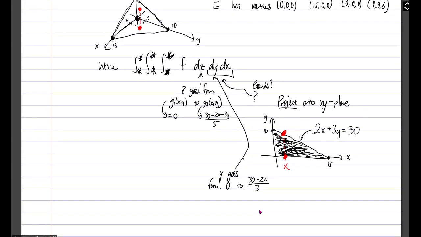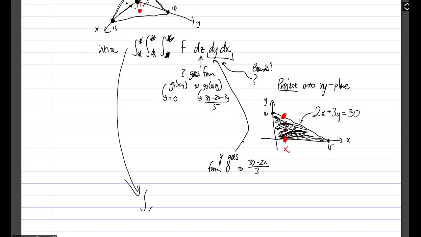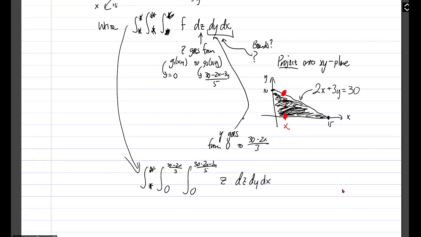Yeah, so if we write this integral a little better, now we have still something we're not sure of: integral from 0 to 30 minus 2x all over 3. And then we saw the z go from 0 to 30 minus 2x minus 3y over 5. And let's go ahead and replace f. It was f of x, y, z. In this example it was the function z, dz, dy, dx. I guess why not? And then what's left for the x values?